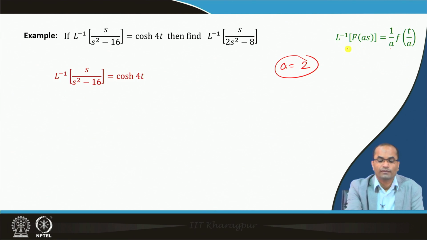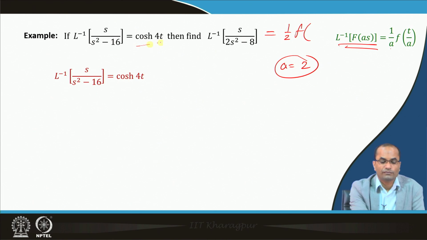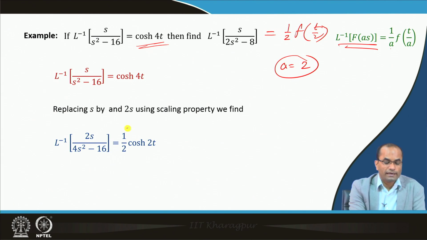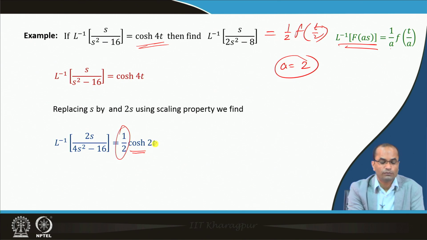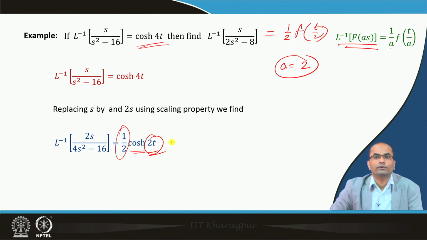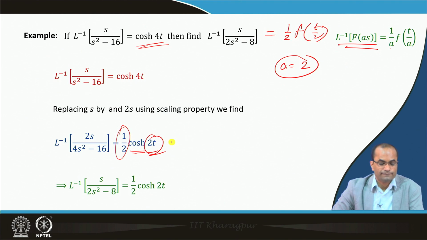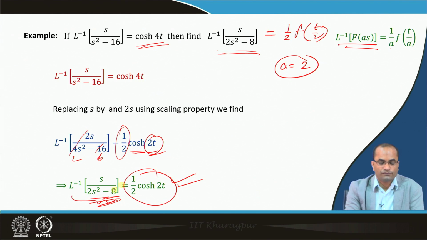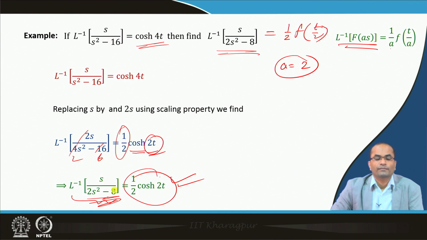So, the result will be, the Laplace inverse of this will be just 1 over 2 and the f which is already there, at t by 2. So, using this property we will get this half and cos hyperbolic, and this t will be replaced by t by 2, that means we will have instead of 4t just 2t. So, the Laplace inverse of s over (2 s square minus 8), the desired one, is half cos hyperbolic 2t.